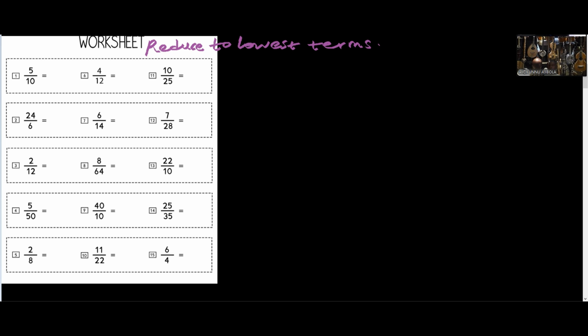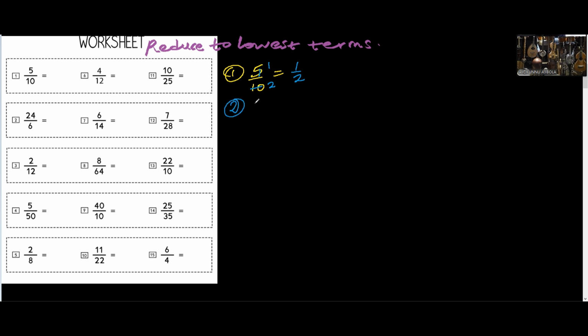Okay, good. So right now the first one is 5 over 10, and the number that can factor both of them is 5. So 5 here is 1, and 5 here is 2. That is 1 over 2, and nothing more. You understand this, right?